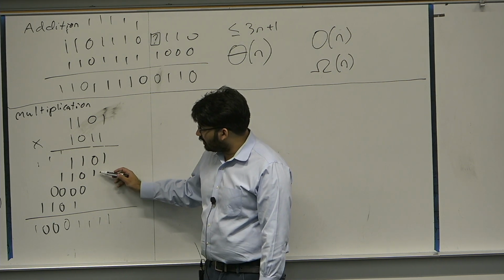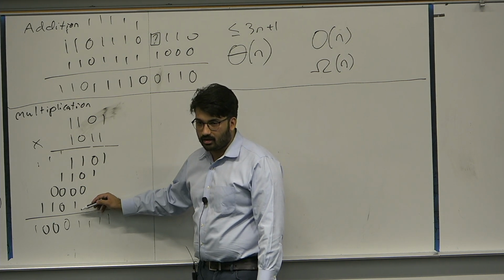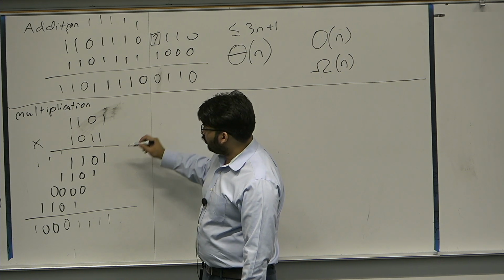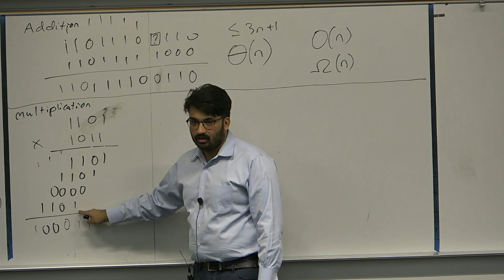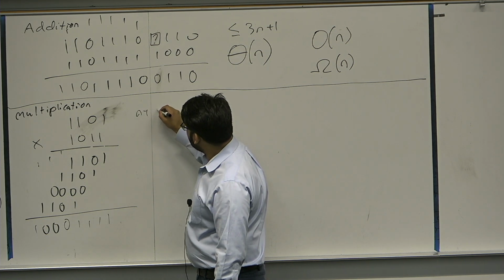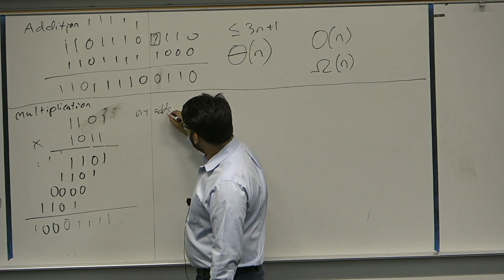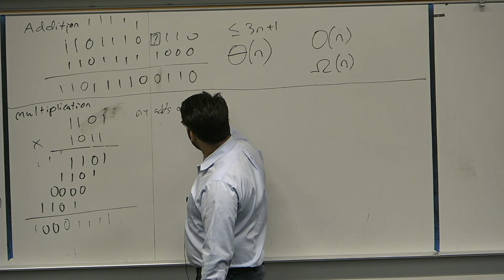Exactly. So this is n numbers here, one for each bit. So we do n minus 1 additions. You add this number to this one, to this one, to this one. So you do n minus 1 additions of n-bit numbers.